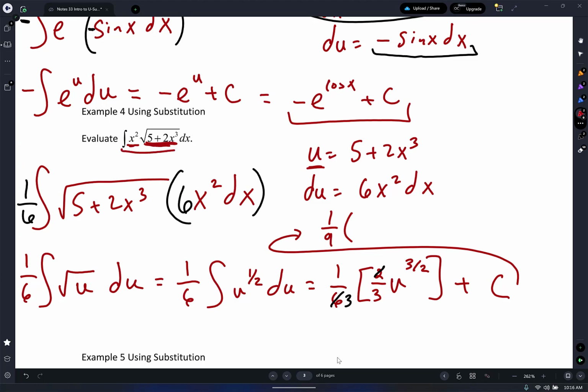The question was all in terms of what letter? So I need to have it in terms of x. So 1/9, and then I'm going to write, what was my u? 5 plus 2x cubed, close it, and put it to the what power? To the 3/2, plus c. Here is my answer.